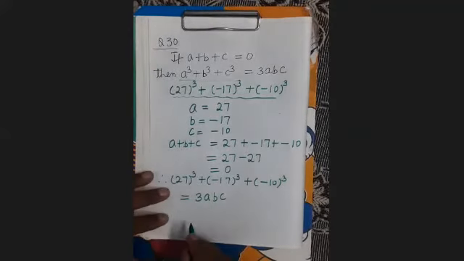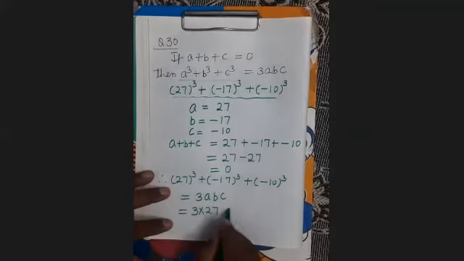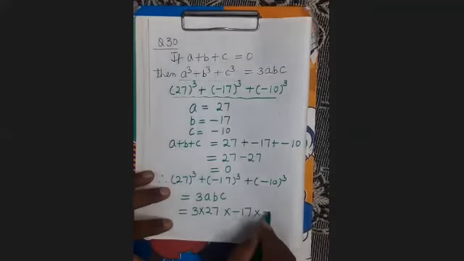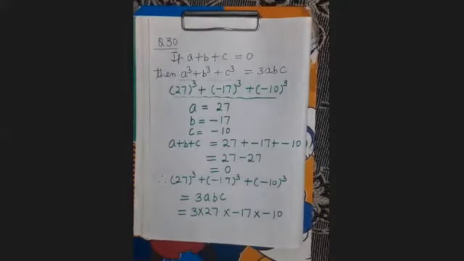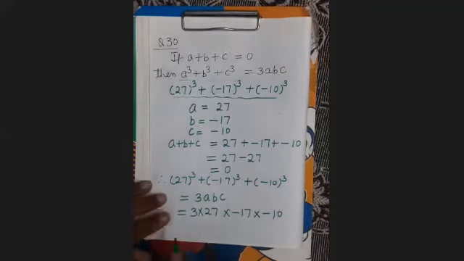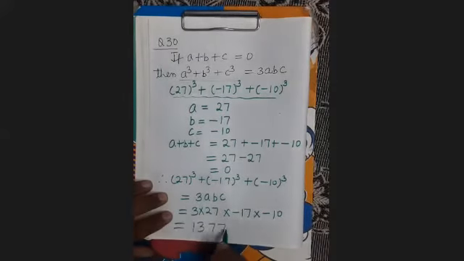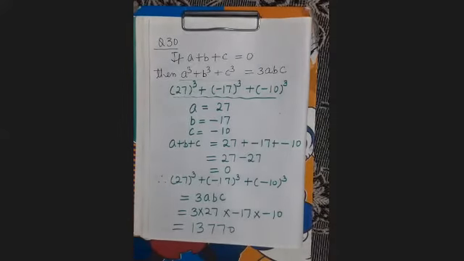What is in place of A? 27. B is minus 17. C is minus 10. Now you evaluate. When you evaluate, it is 13,770. Is it clear? Yes, sir.